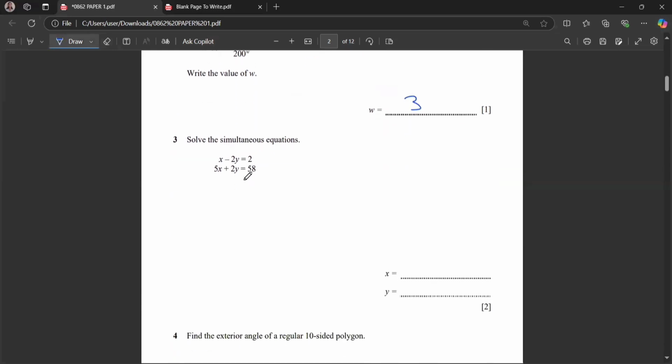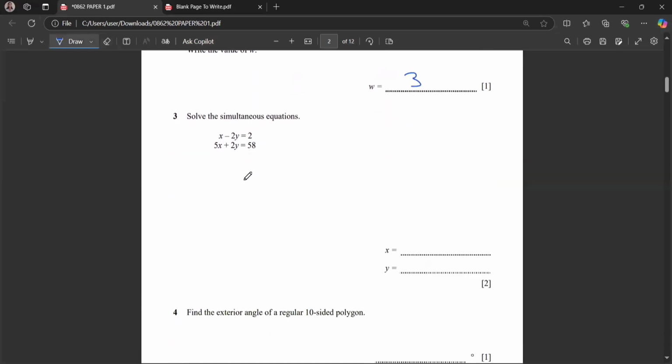Solve the simultaneous equations. There are two methods to solve simultaneous equations, mainly the substitution method and the elimination method. From the names itself, you can guess: substitution method means one of the variables, you will make the subject first. So x minus 2y is equal to 2. You can rearrange and write it as x is equal to 2 plus 2y. So here I'm making x the subject.